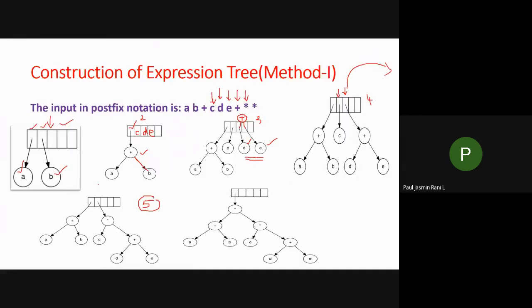After doing this, what is the last input I have? This is the last input, the asterisk. Again, asterisk is an operator. If it is an operator, it means again I have to remove the top two elements. This is the first element and this is your second element. So I'm going to use the asterisk operator.